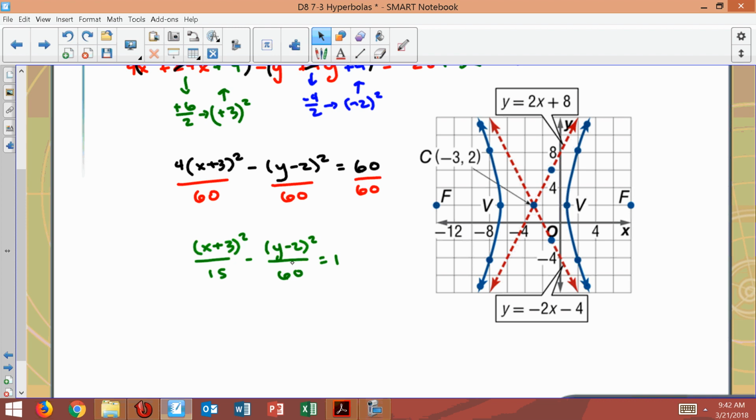And then to know how far up and down, you take the square root of this number. So the square root of 60, which is almost 8, not quite 8.